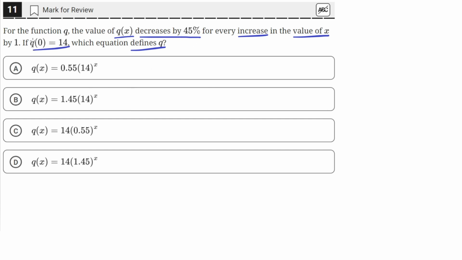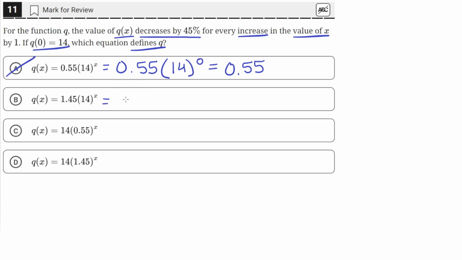So the problem statement tells us that q of 0 equals 14, which means that when x equals 0, the value of q of x equals 14. So let's just plug in x equals 0 into all of these answer choices. For the first one, x will just be 0, so 14 will be raised to the power of 0. And 14 raised to the power of 0 is just 1, since anything raised to the 0 power is just 1. So we'll just be left with 0.55, which is not equal to 14, like the problem statement said it should be. So answer choice A is incorrect.